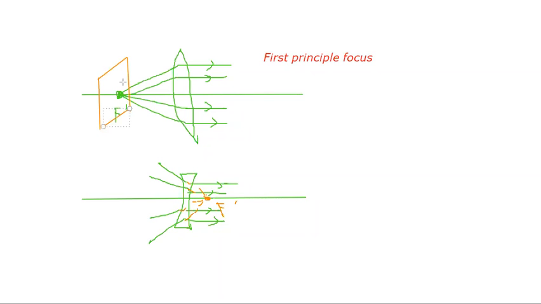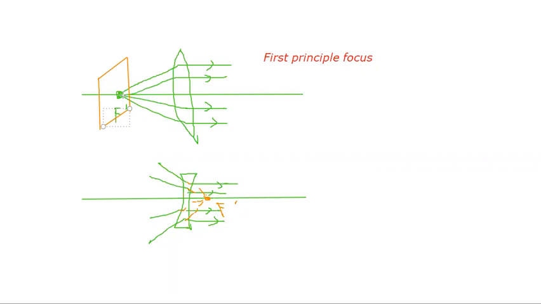This plane is perpendicular to the principal axis, right? And on this plane lie the focus of all the different types of lens. If the principal axis changes, the focus will also change, right? But all the focuses will lie on this plane only, right?